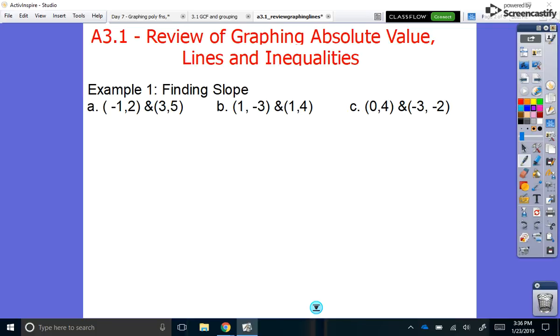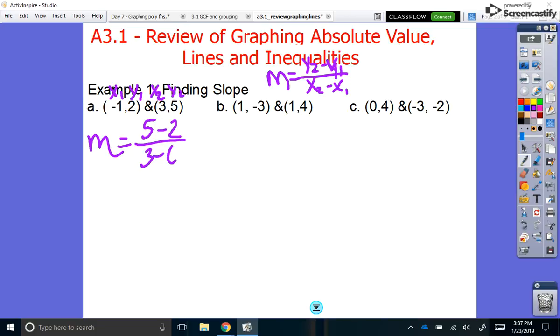So we're going to start just by finding slope given 2 points. Remember that the slope formula is y2 minus y1 over x2 minus x1. And if you need to label your points x1, y1, x2, y2, you can label them and then we're just plugging it into the formula. So 5 minus 2 over 3 minus negative 1 is going to be 3 over 4. Why don't you pause the video and try the next two on your own and then hit play when you're ready to check your answers.